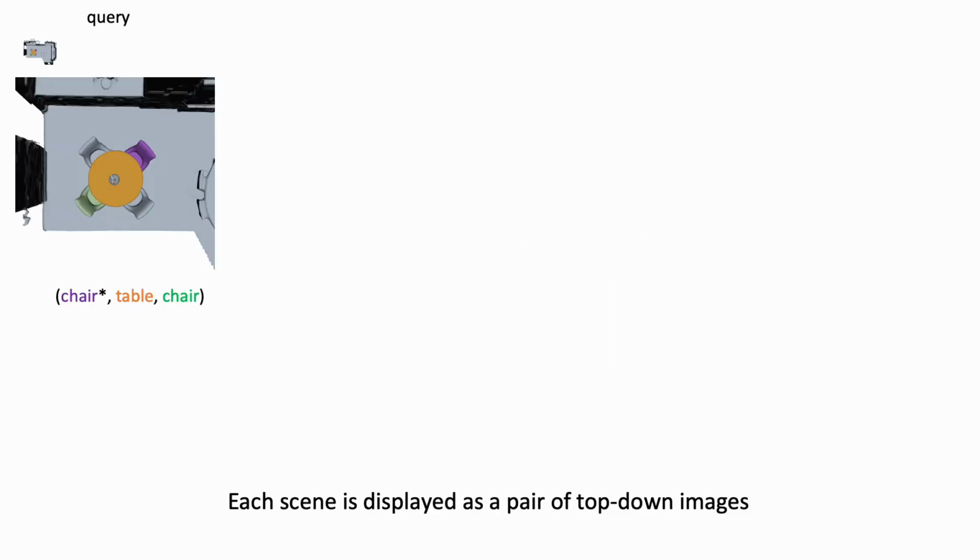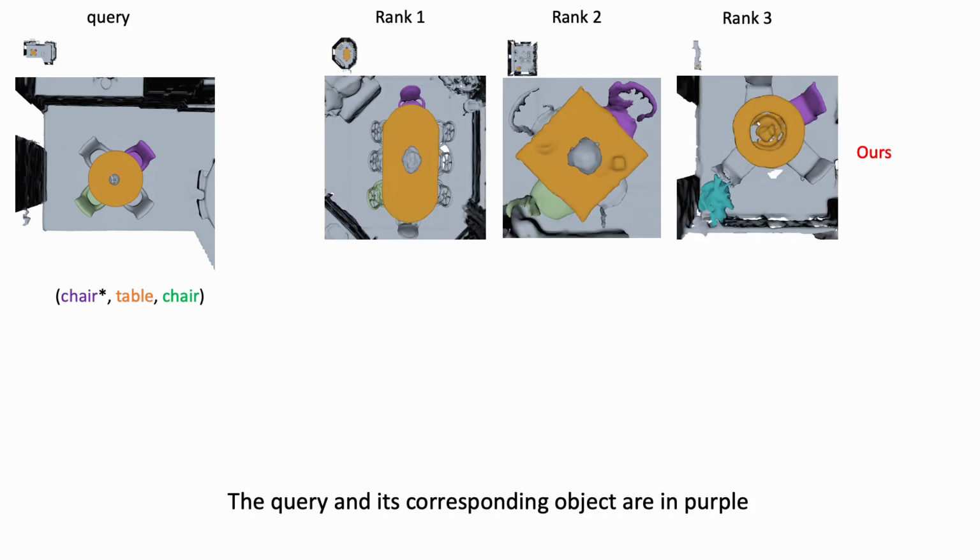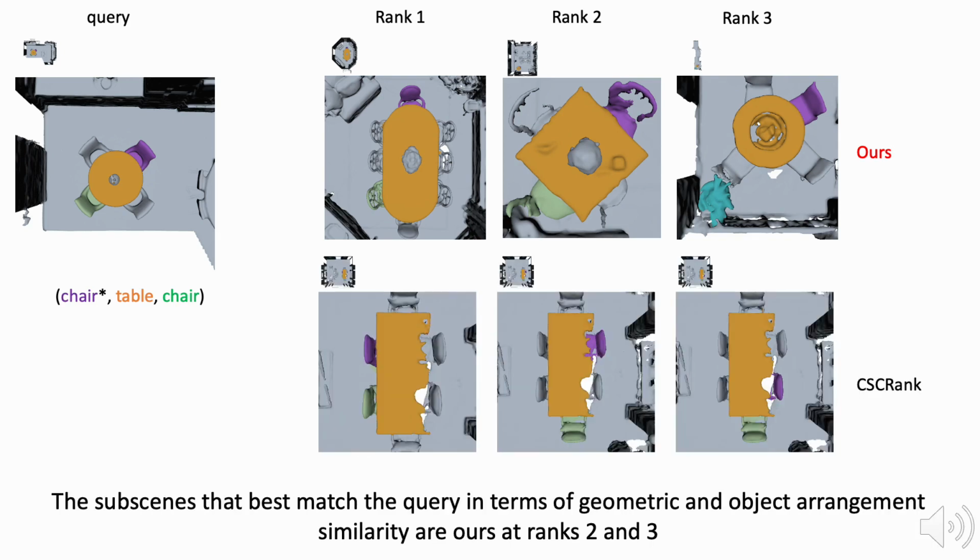Each scene is displayed as a pair of top-down images. The top left image shows the entire scene, and the bottom left is the zoomed-in view of the subscene. The query and its corresponding object are in purple. All other context objects are colored according to their category. The subscenes that best match the query in terms of geometric and object arrangement similarity are ours at ranks 2 and 3.